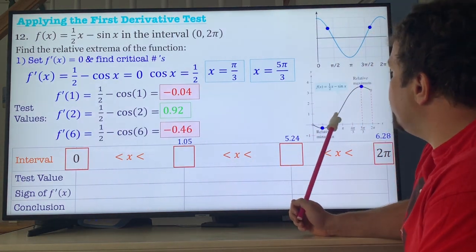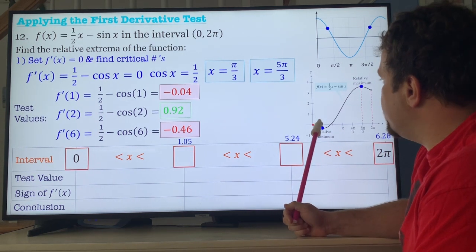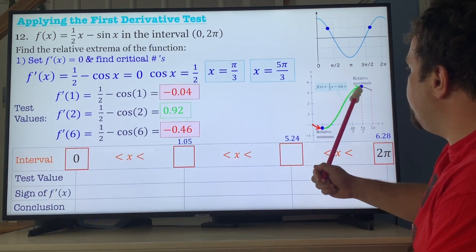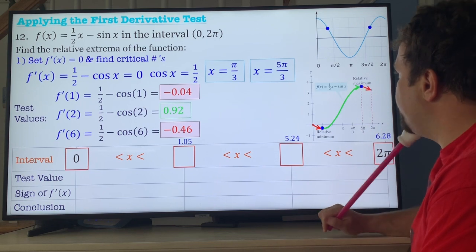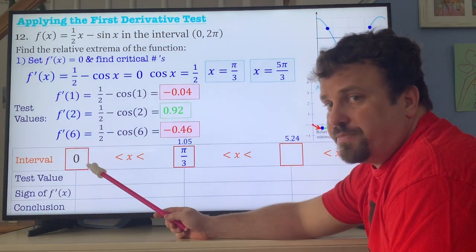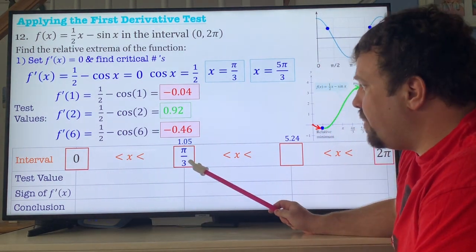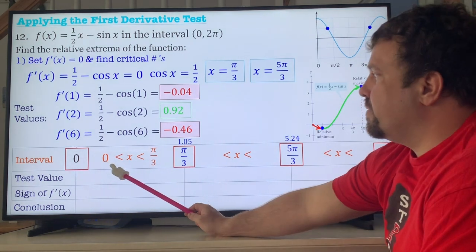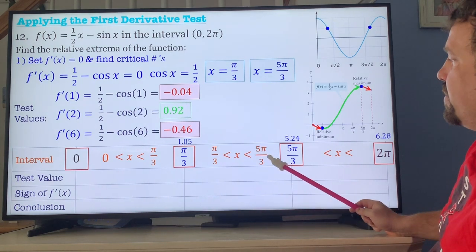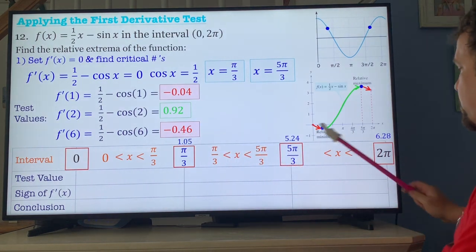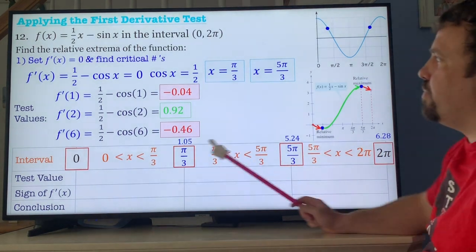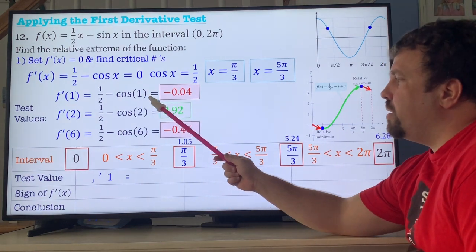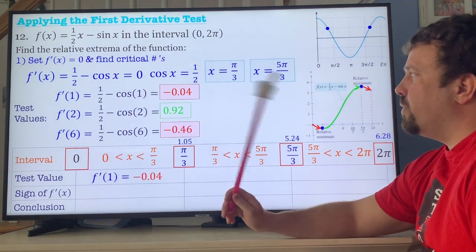So, if you look at your graph right here, you can see it goes down, goes up, and then goes back down. Now, the way you should have filled out your chart: 0 to pi over 3, pi over 3 to 5 pi over 3, and 5 pi over 3 to 2 pi. You can use numbers too. We said this one, our test value was 1, right? And we got negative 0.4.